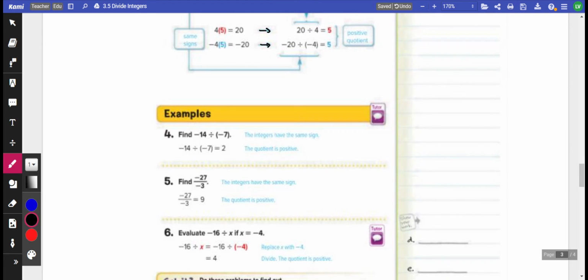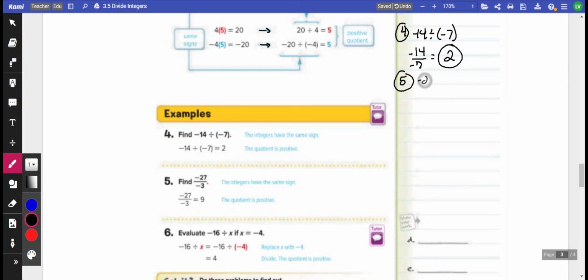So number 4, let's look at this example. Negative 14 divided by negative 7. I like to show this vertically, but you don't have to. You can do it horizontally. Well, 14 divided by 7 gives me 2. Negative divided by negative is a positive. So the answer is 2.